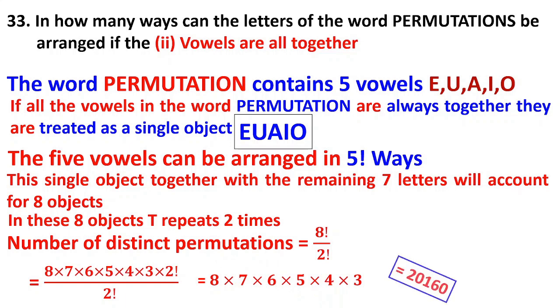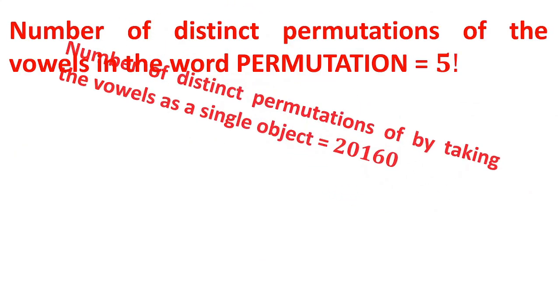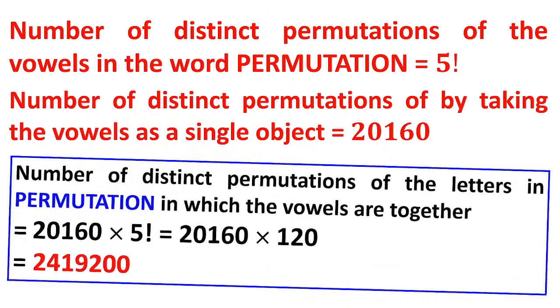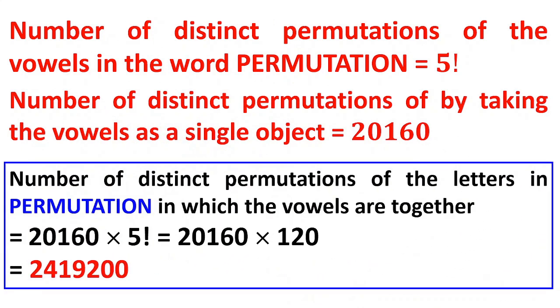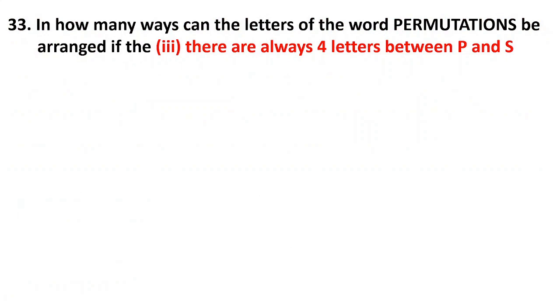Okay, now we have got 2 permutations here. One permutation is that the 5 vowels can be arranged in 5 factorial ways, and by taking them as a single letter, the remaining letters in total can be arranged in 20,160 ways. Therefore, you have to multiply them. 5 factorial multiplied by 20,160. Therefore, the answer is 2,419,200. Well, now be careful. These are 2 permutations, so we have to multiply the permutations. Let us go to the third subdivision.